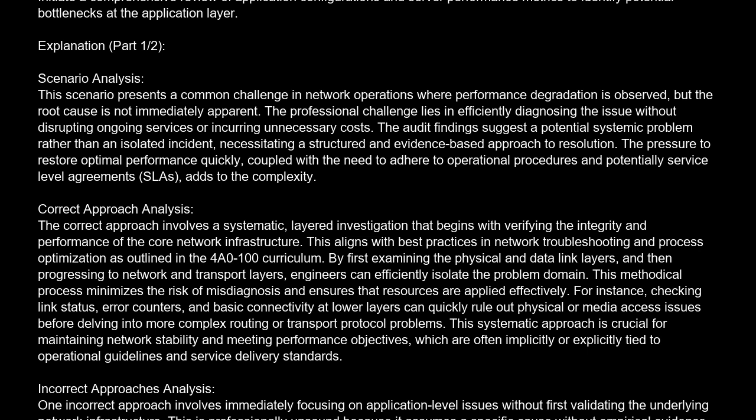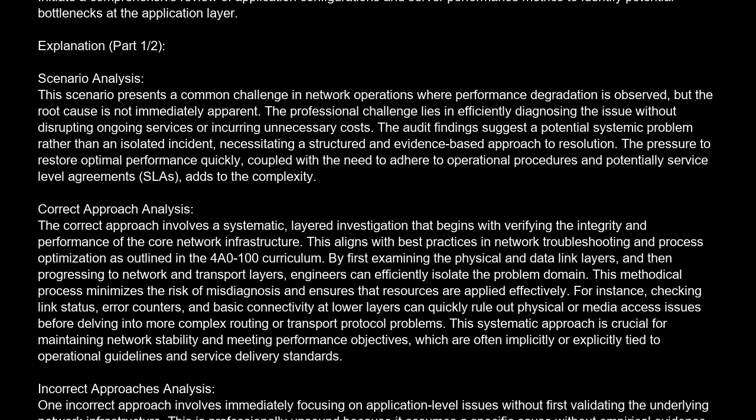Correct approach analysis. The correct approach involves a systematic, layered investigation that begins with verifying the integrity and performance of the core network infrastructure. This aligns with best practices in network troubleshooting and process optimization, as outlined in the 4A0-100 curriculum. By first examining the physical and data link layers, and then progressing to network and transport layers, engineers can efficiently isolate the problem domain. This methodical process minimizes the risk of misdiagnosis and ensures that resources are applied effectively.